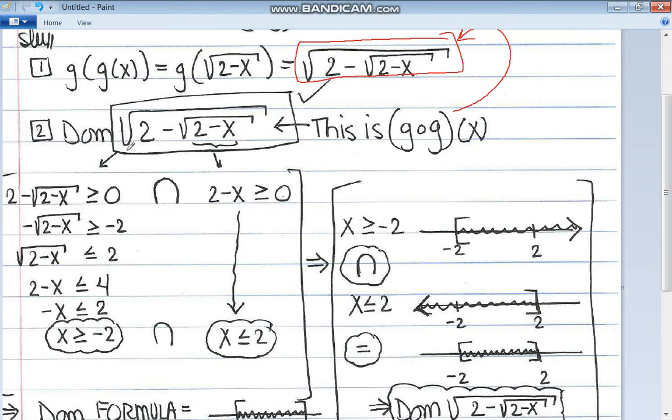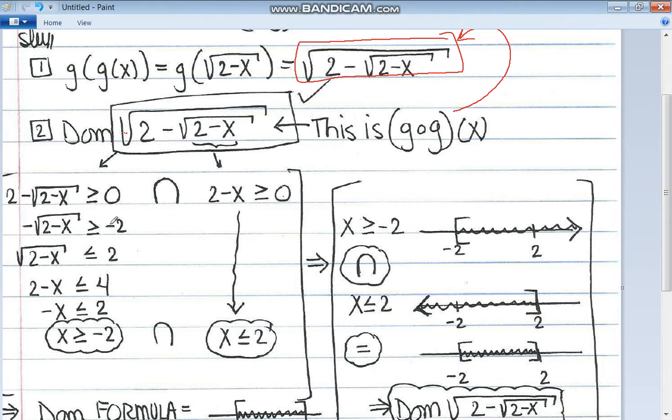The outer, the big square root restriction, is that the radicand, everything under the big square root, must be greater than or equal to 0. And it's because it's an even index root in here. It's an invisible 2 in the hook. So take the radicand, the stuff under the radical sign, 2 minus the square root of 2 minus x, which has to be greater than or equal to 0. And intersect that with the restriction for the little radical, which says its radicand, 2 minus x, must be greater than or equal to 0.